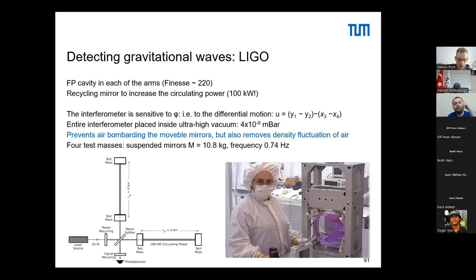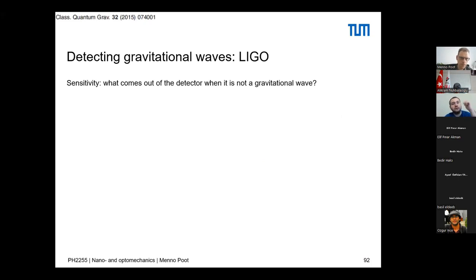So that's the mechanical part. That is some of the requirements. But of course, when we now look at the output of the photodetector, then what are we going to get? Well, then we have to talk about the sensitivity, because also when there's no gravitational wave, there is going to be output of the detector, and that's the output we don't want.